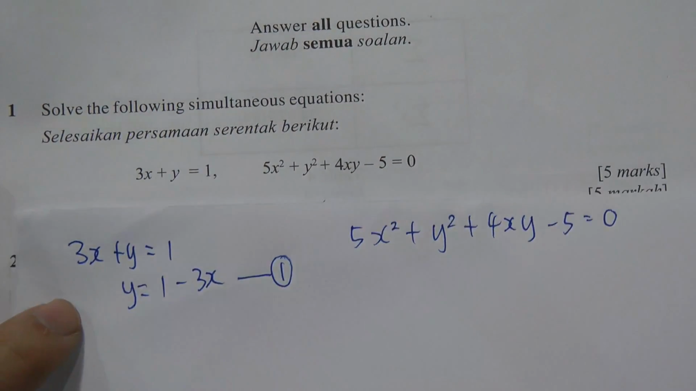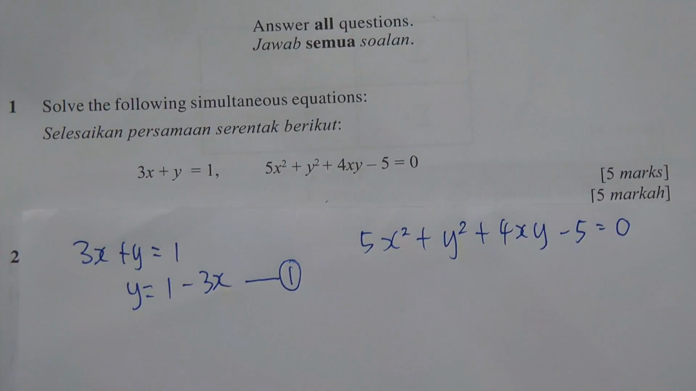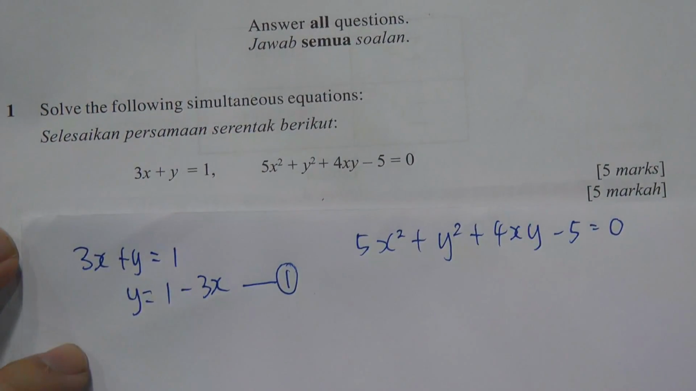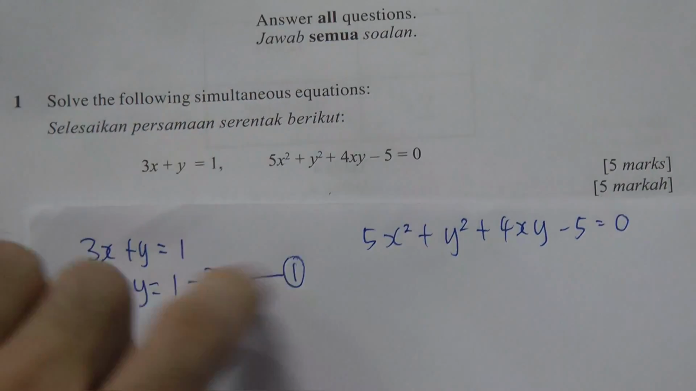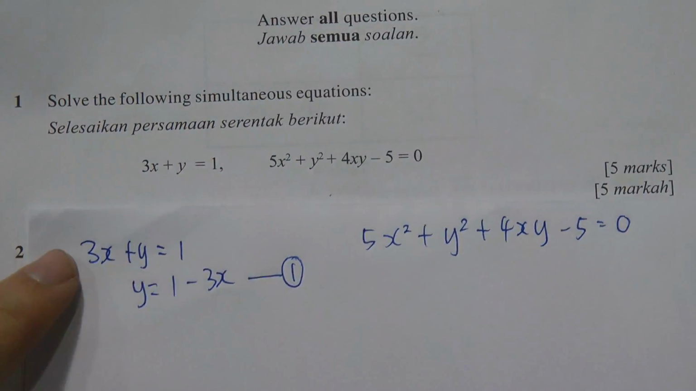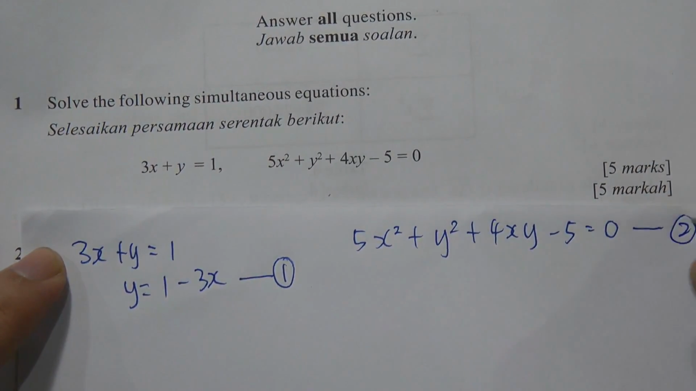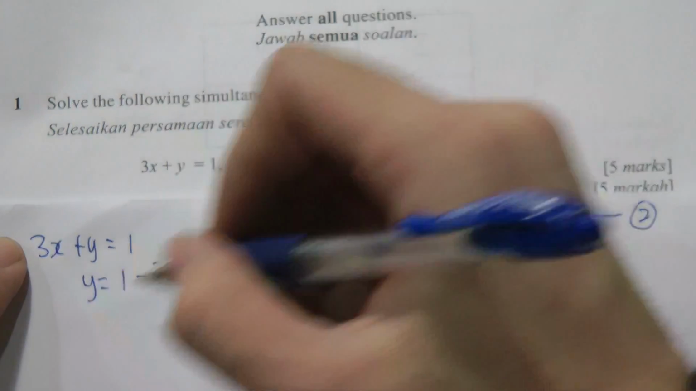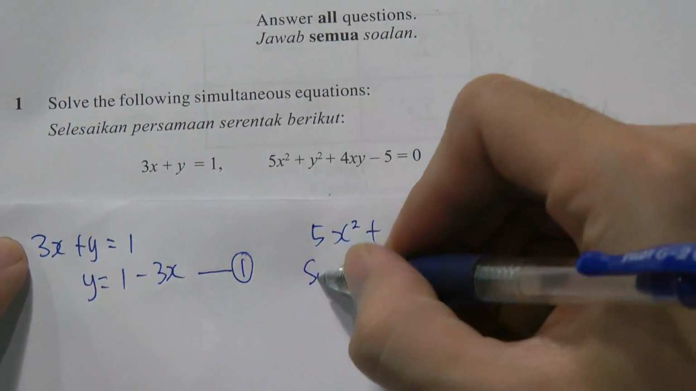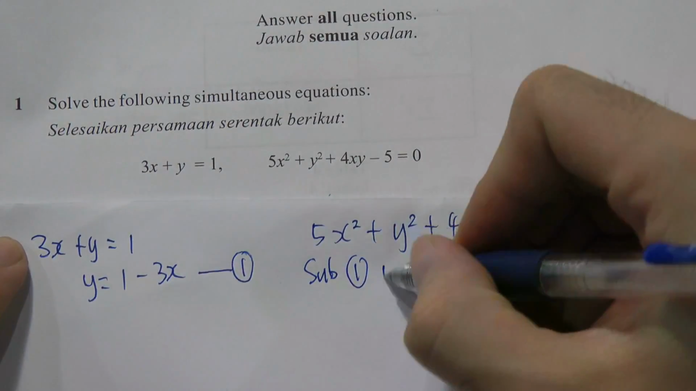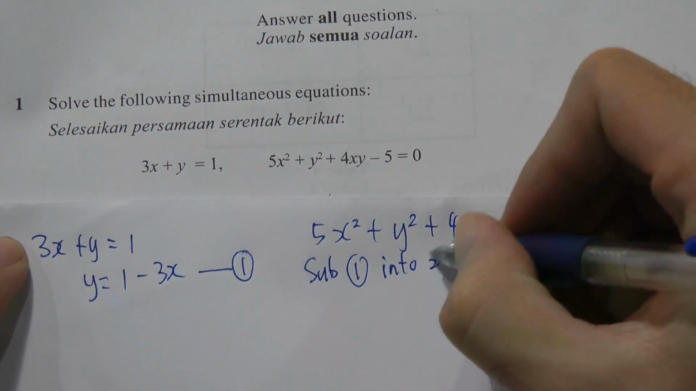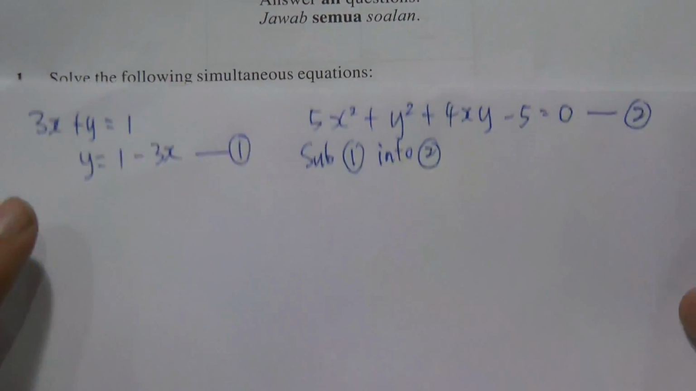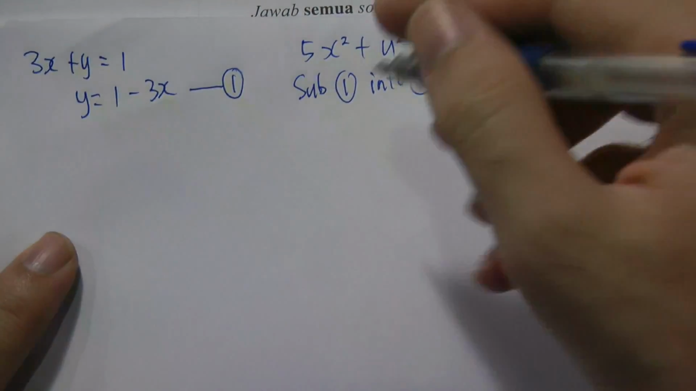This is another equation given by the question. This is a 5-mark question, so I think most of the students can score in this. It's very simple, you just substitute the y into here. Let's say this is number 2. So what I do is I just substitute 1 into 2.